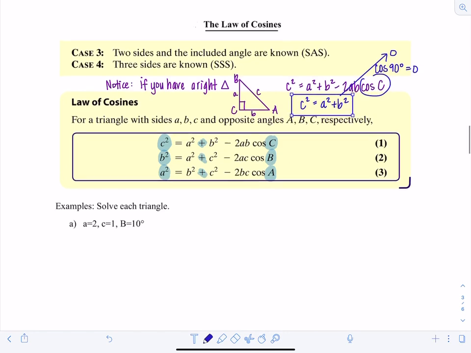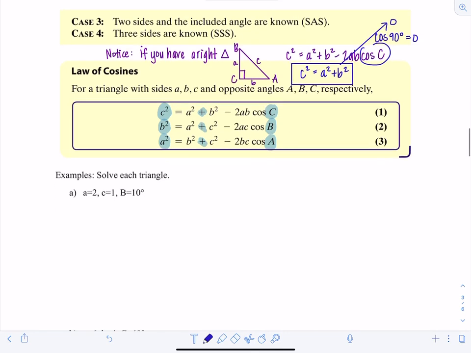So that means the Pythagorean theorem is just a special case of the law of cosines being applied to a right triangle. So the law of cosines works for any triangle, not just right triangles. But when you apply it to a right triangle, you get a simpler form, which is the Pythagorean theorem that we're familiar with.